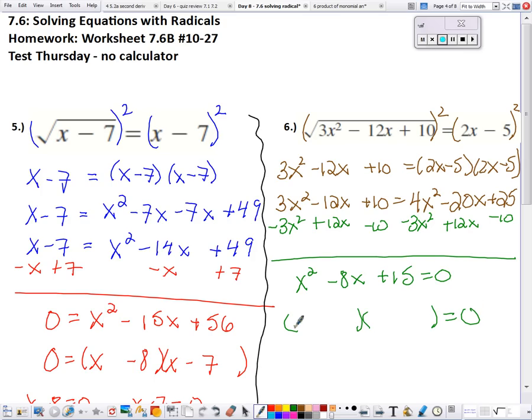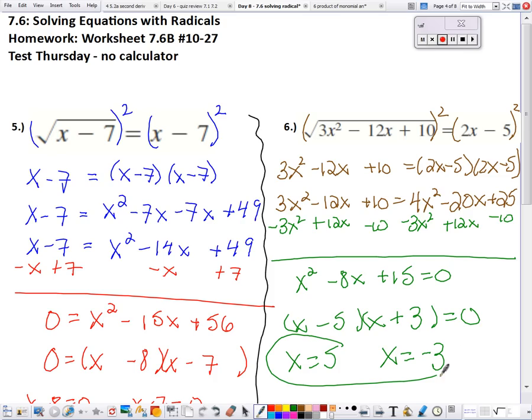So what multiplies to 15 that adds to negative 8? Would be negative 5 and 3. So x is 5 and x is negative 3. If you plug those both back in, they will both be solutions to that equation.